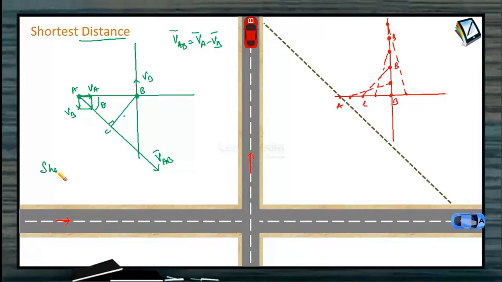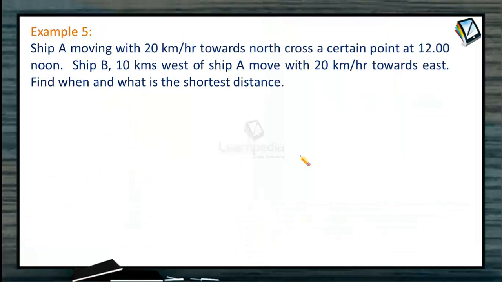So the shortest distance, from the figure, will be equal to BC. Time taken to reach the shortest distance, we will take the displacement AC divided by the velocity of car A with respect to B. We can do some problems based on this. It will be very easy for you to see how to calculate the shortest distance.